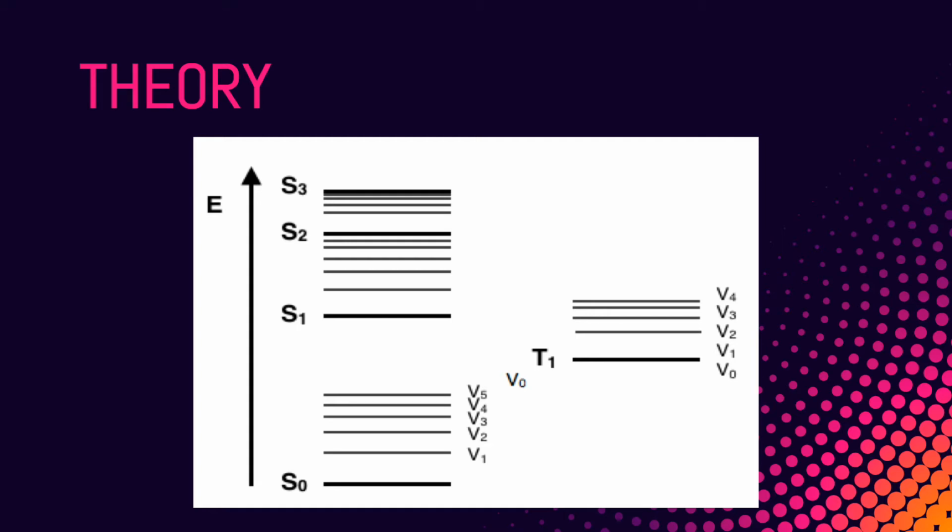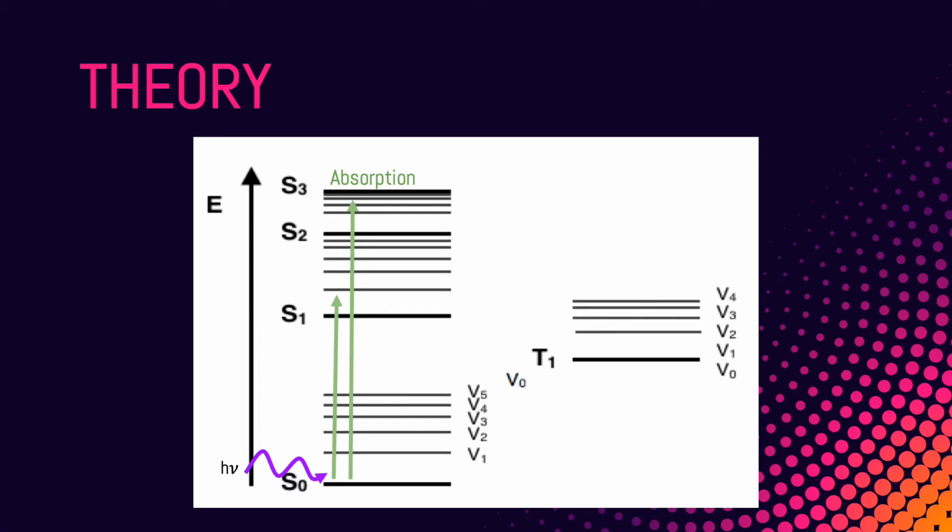Let's look at this phenomenon using an energy diagram. Here, the bold lines represent the electronic energy states, and the thinner lines represent the vibrational energy states. At room temperature, molecules tend to occupy the least energetic vibronic state, which is labeled as S0 and V1 here. However, when light of a certain wavelength is shown on the molecule, it can absorb the light and jump to a higher energy state both electronically and vibrationally. The molecule can then relax back to the ground state by emitting a photon of light.